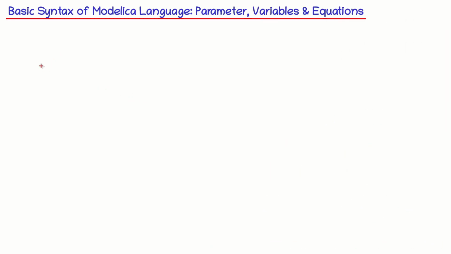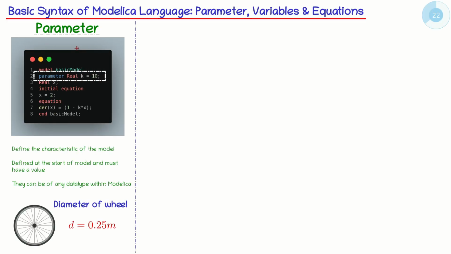Now, we have two different types of entities that can exist in a model. One is parameter. Parameters are fixed values that remain constant throughout the course of simulation. They can be of any data type that is supported in Modelica. In this case, we are seeing a real variable. For example, if we are simulating the rotational motion of a wheel, the parameter can be the diameter of the wheel, which will not change during the course of simulation. In the Modelica language, it is preceded by the parameter keyword.